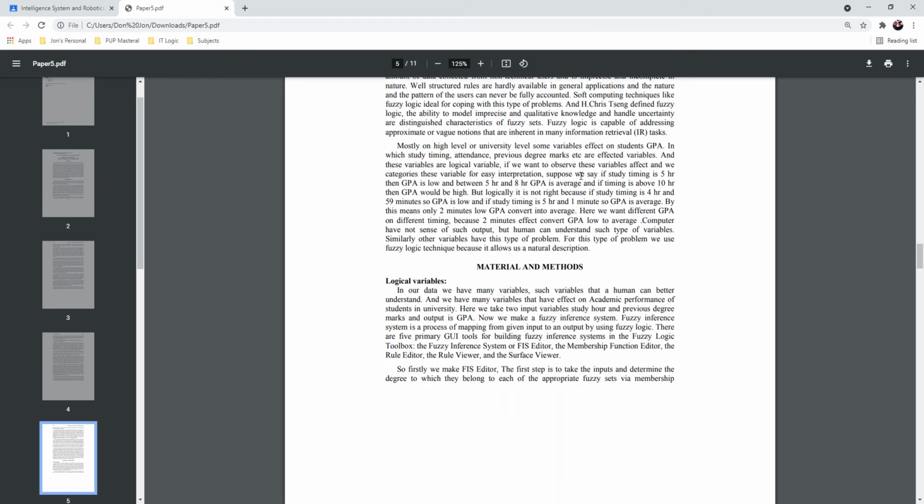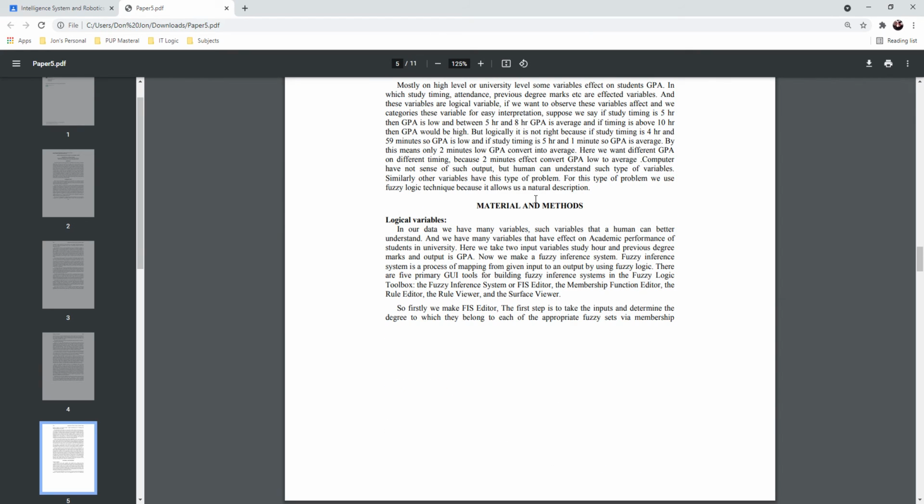Now, moving on, I mentioned logical variables or social variables as their input. Here we have the material and method, which is basically their data gathering. They have many variables that humans can better understand, that have an effect on the academic performance of students in the university. The students in the university will be the participants for their study. We take two input variables, study hours and previous degree marks, and the output will be the GPA.